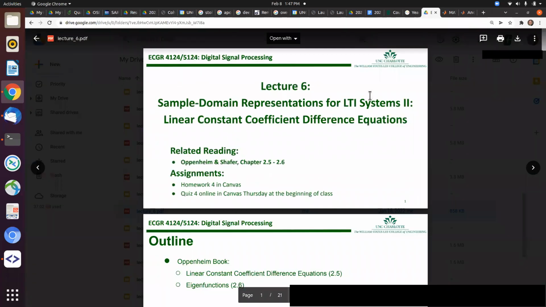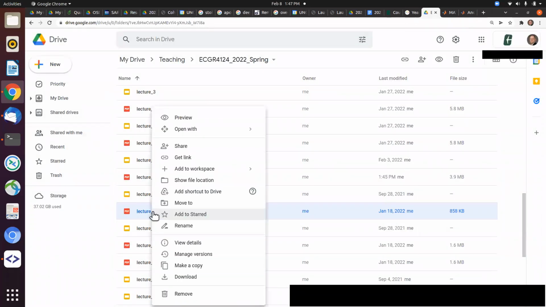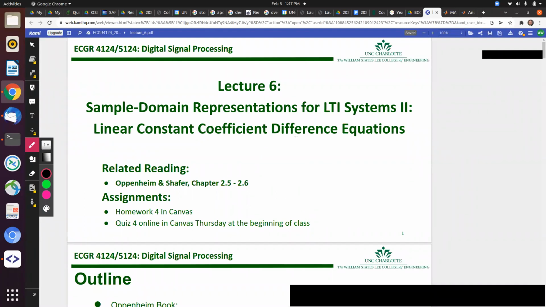So this is our second lecture in the lecture series consisting of 3 different topic areas. We're talking about 3 different ways to represent a linear and time invariant system. Representation 1, sample domain representation, h of n, the impulse response. The last lecture was all about h of n and the things you can do with it, which is convolution in 3 different flavors and system property analysis.